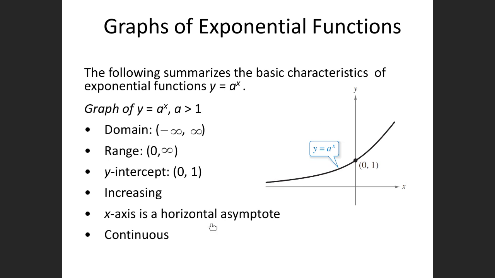It is also continuous. What does continuous mean? Continuous means that our graph will not have any breaks throughout. There are no gaps or anything like that. If we were to draw it with a pencil, we could draw it without ever lifting the pencil. So that's what continuous means.